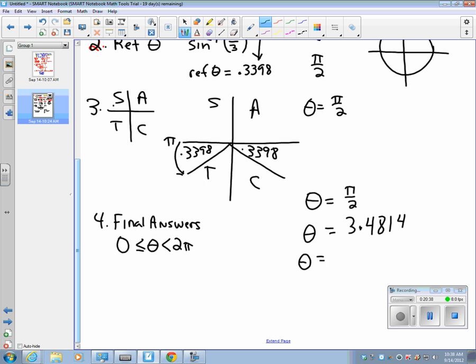Okay, and then this one is going to be 2 pi. So this was pi plus 0.3398. And this is going to be 2 pi take away 0.3398. That's 9433. Okay, good. Those are our answers. Pretty good, right? Same system every time. 5.9. Good. Okay, last question.